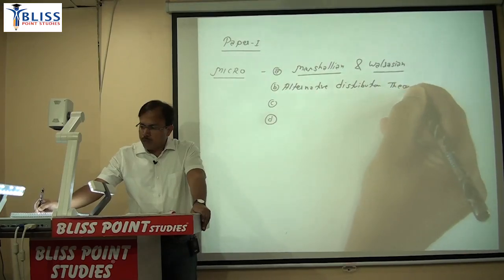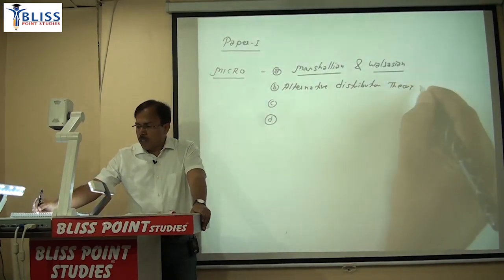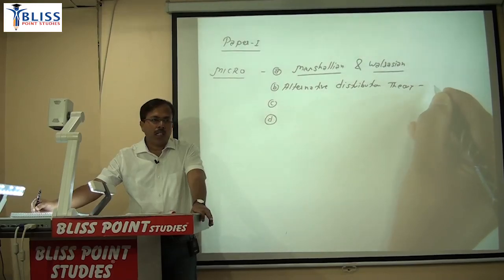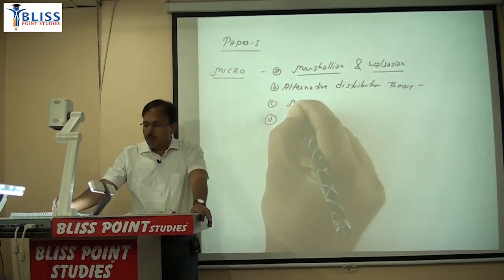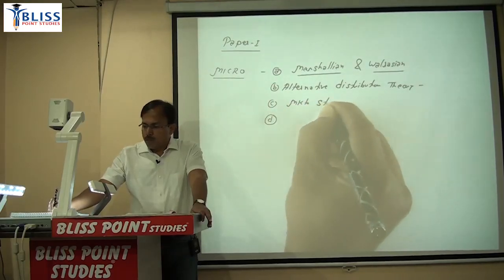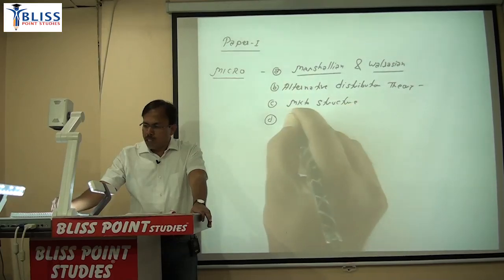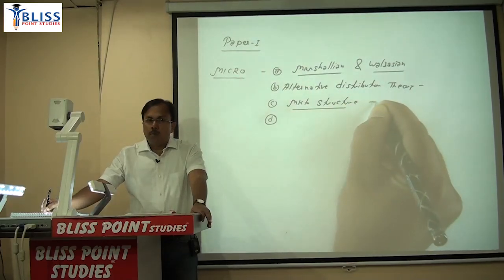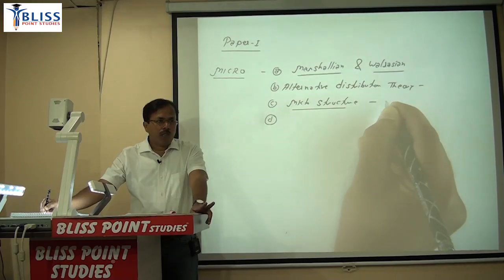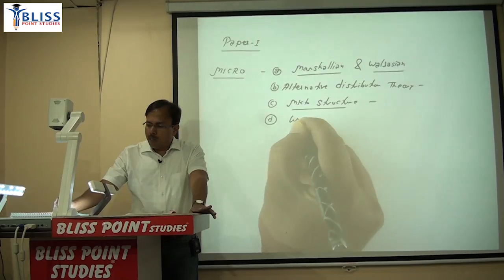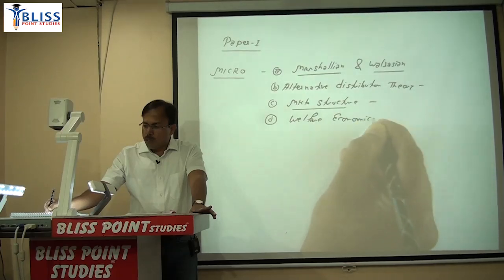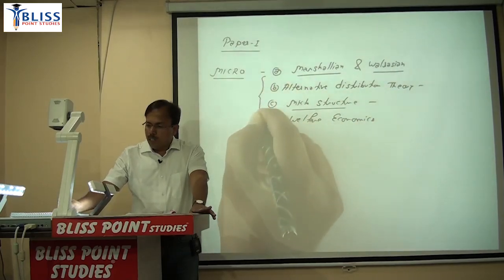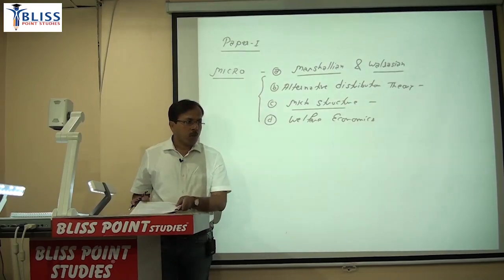Alternative distribution theory. Within alternative distribution theory, 3 words are written: Kaldor, Kalecki and Ricardo. So second is alternative distribution theory, and the third topic is market structure. Within market structure, monopolistic competition, duopoly and oligopoly are written, 3 words in the syllabus. And the fourth topic is welfare economics. So in this syllabus, in the heading of micro, these are the 4 subtopics.